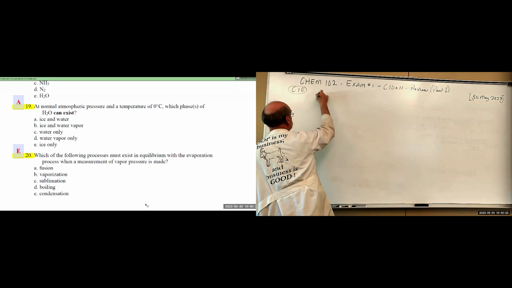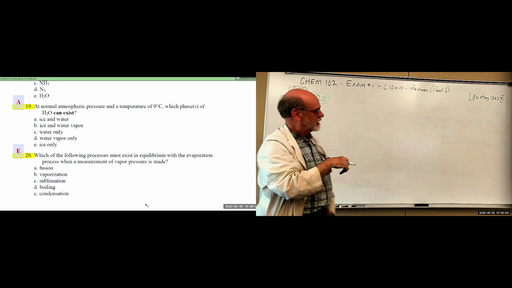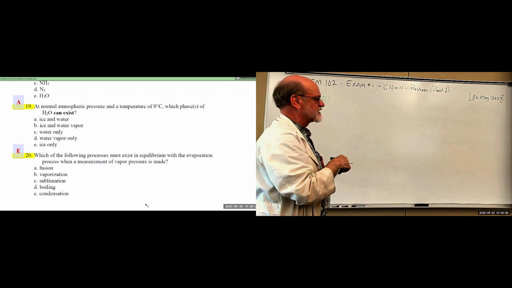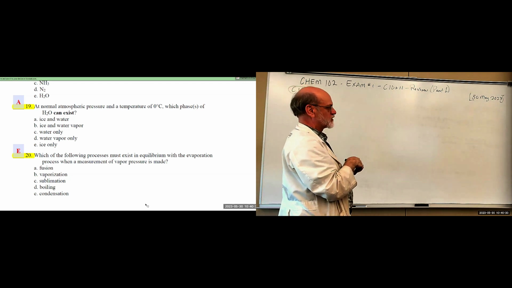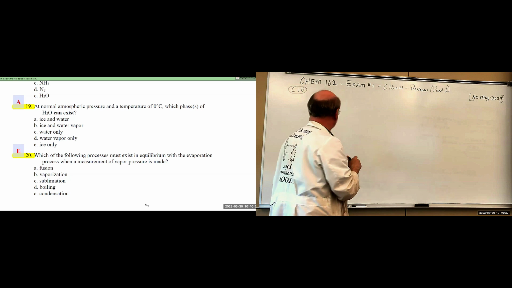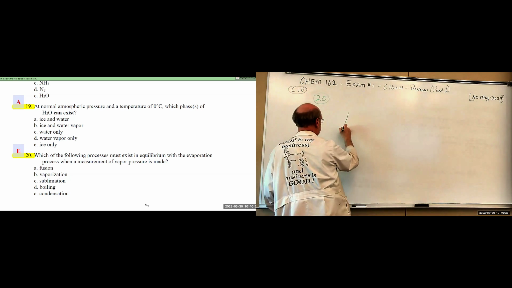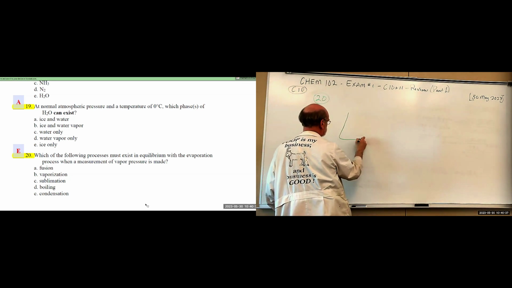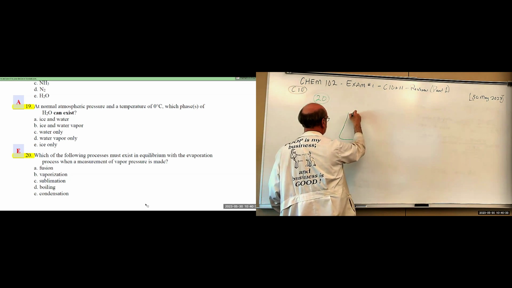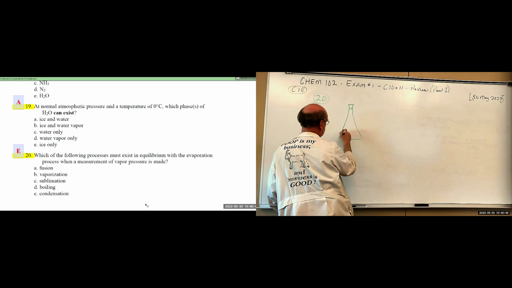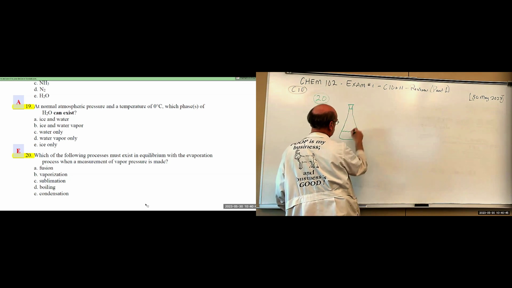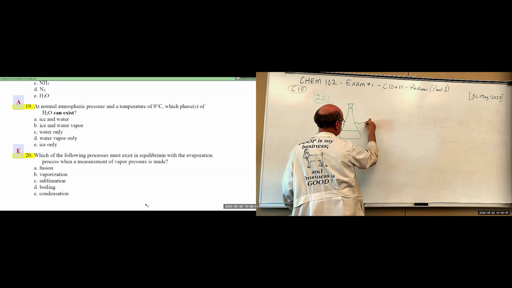20. This should be our last one. Which of the following processes must exist in equilibrium with the evaporation process when a measurement of vapor pressure is made? So, say we have a flask. We've got a stopper in it. And we've got a liquid here. And we're going to measure vapor pressure.